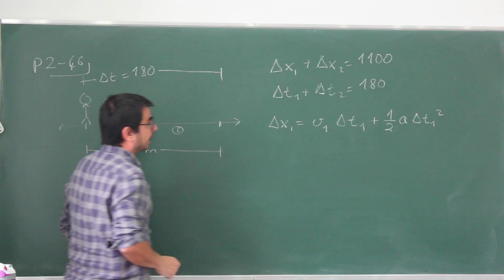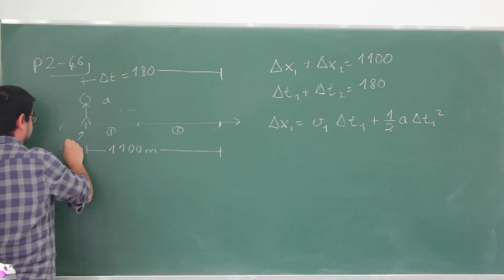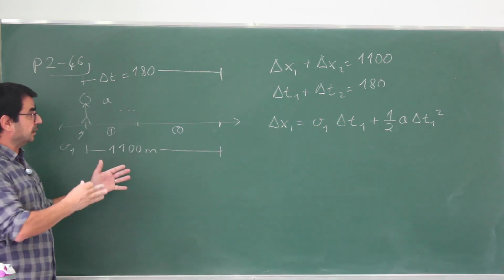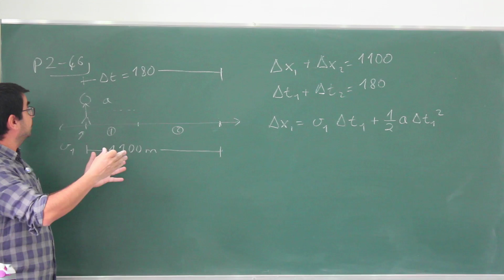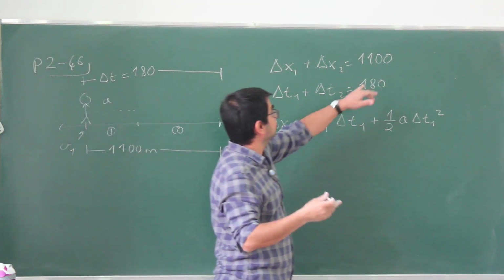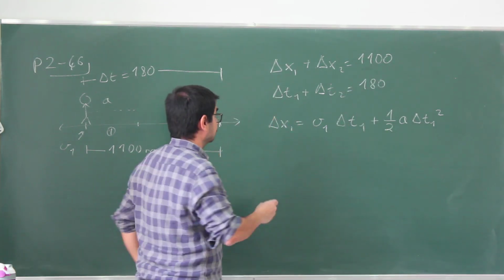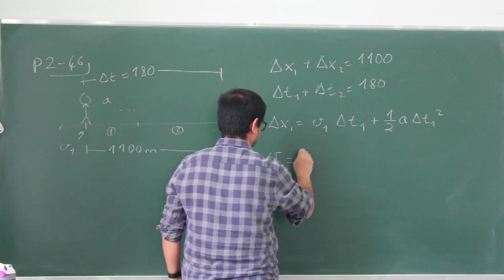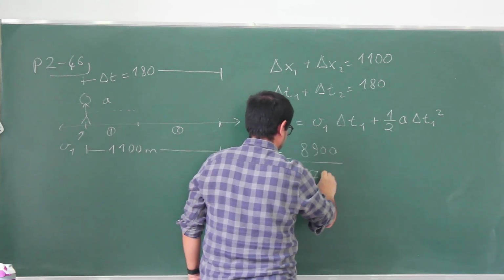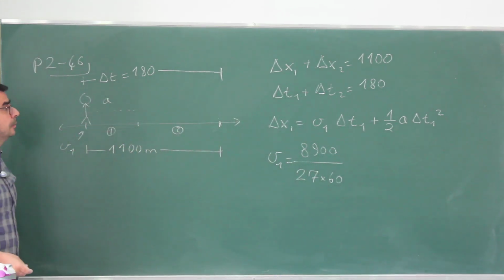v1 is what I have at the beginning of this. So I start here at v1, and this I can deduce from the fact that I actually spent 27 minutes for the beginning of the race. So the beginning of the race is 10,000 minus 1100, that's 8900 meters for 27 minutes. So v1 is going to be 8900 divided by 27 times 60, whatever this is. It's not very important, but v1 is something we know.